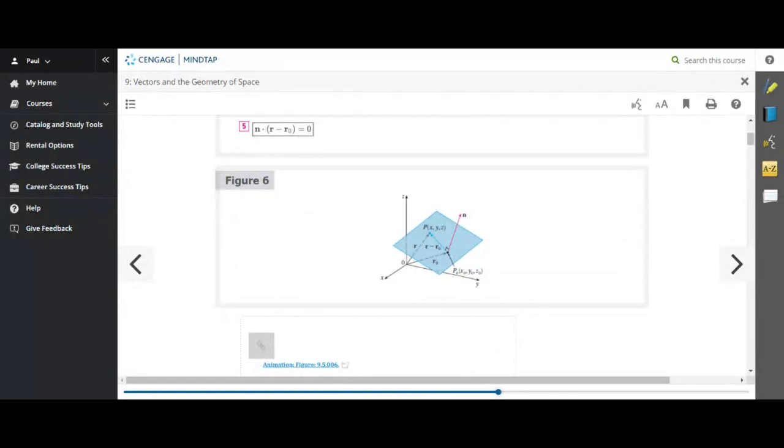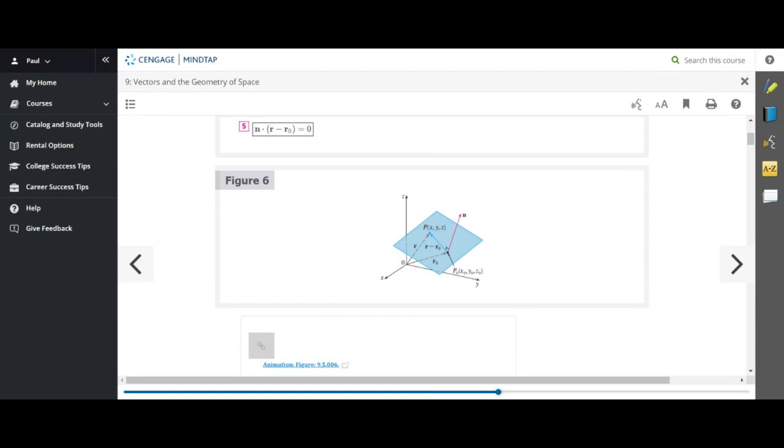See here? You have a plane that contains a point, p sub 0, and there's a normal vector to the plane, and that also uniquely determines a plane. So if we can find a point on the plane and a vector perpendicular to the plane, that will uniquely determine the plane. And based on this, we can come up with an equation of a plane.